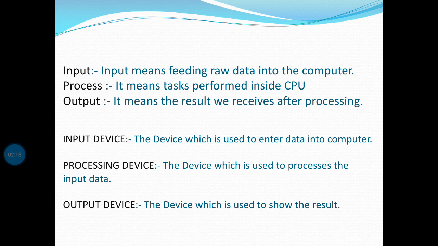Input device. The device which is used to take data into the computer is called an input device. Processing device. The device which is used to process the input data is called a processing device. Output device. The device which is used to show or produce the result after processing is called an output device.